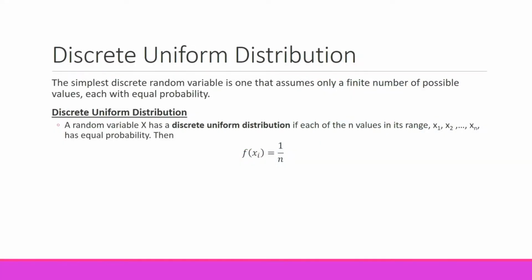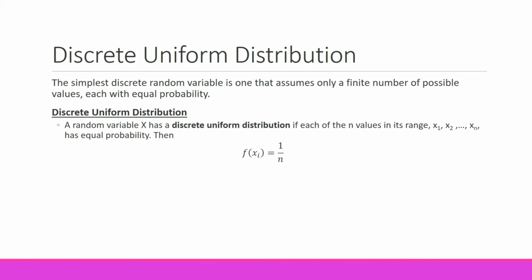So one, and in fact the simplest discrete random variable that there is, is one that only assumes a finite number of possible values, and each of these possible values has equal probability. This being the discrete uniform distribution. So if a random variable x has a discrete uniform distribution, that means that each of the n values in its range, x sub 1, x sub 2, all the way up to x sub n, have equal probability. Then f, our probability mass function, f of x sub i is going to be equal to 1 over n.